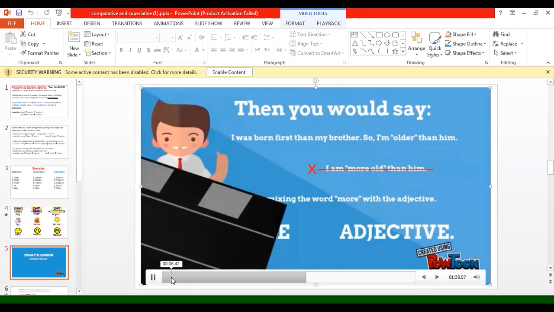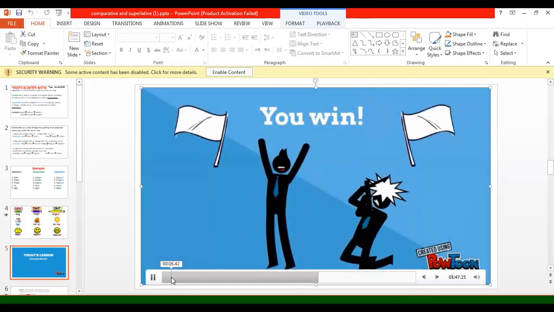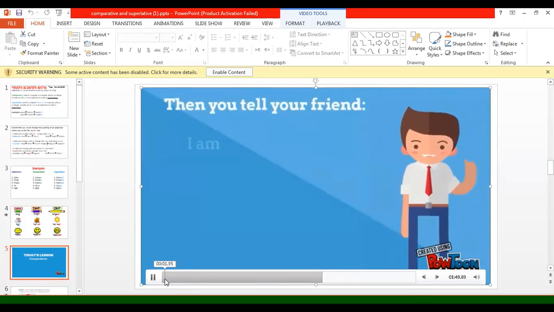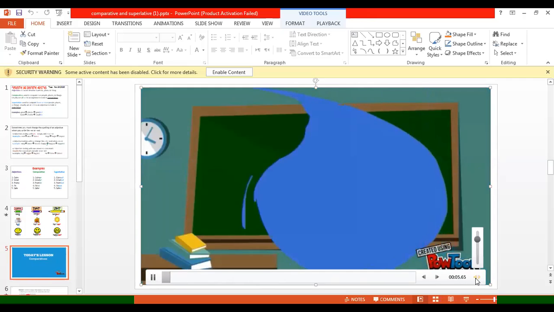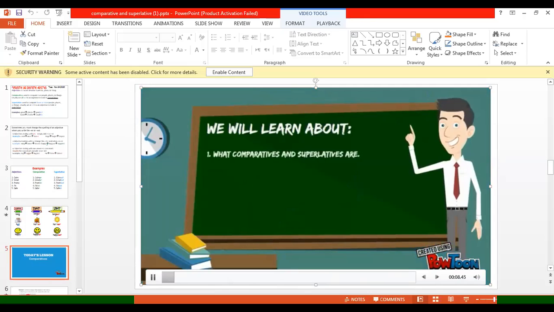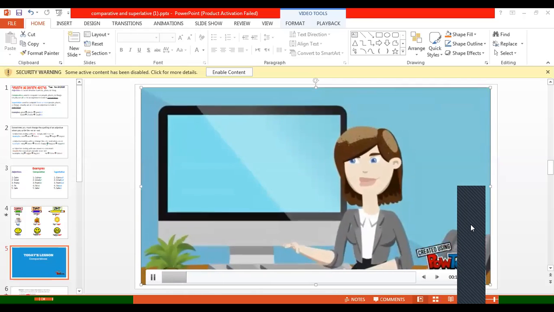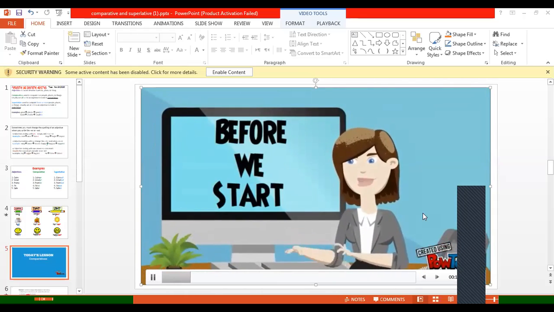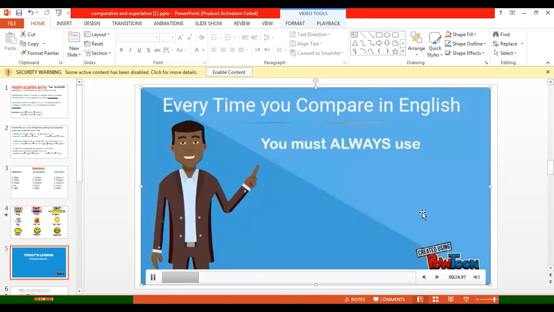Let's make an example. Guess you're running against a friend, only the two of you, and then you win. So, what would you say to your friend? I am fast. We will learn about comparatives and superlatives, what they are, how to properly use them, and some exceptions. However, to start, I need you to know something. Every time you compare in English, you must always use than. For example, now.